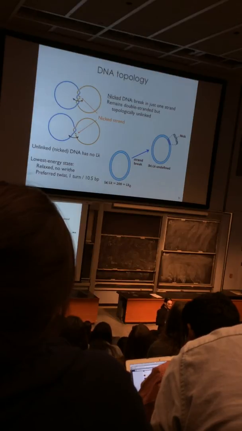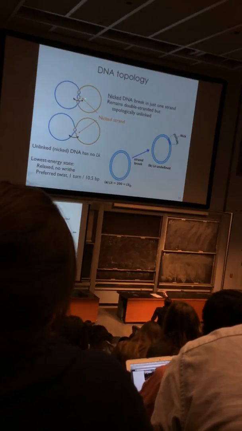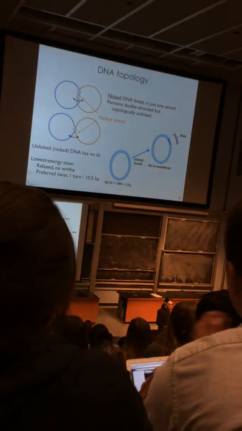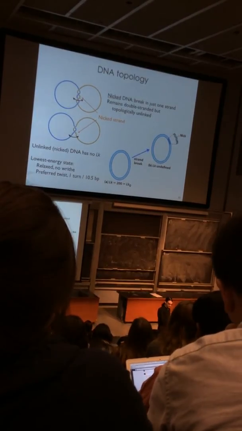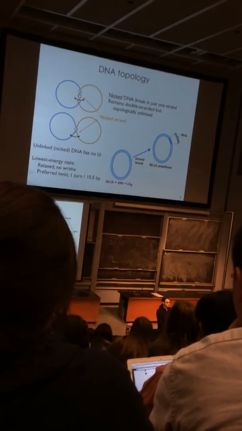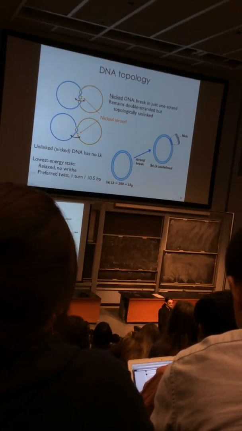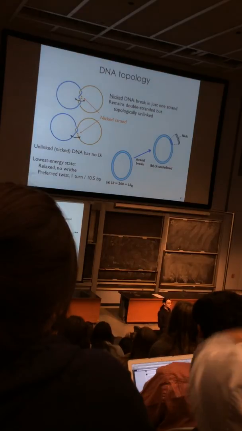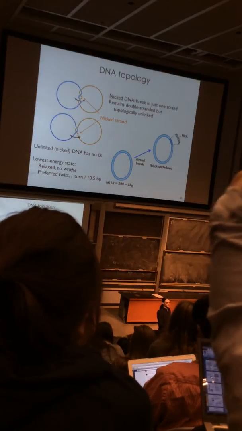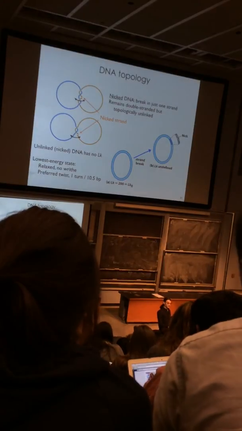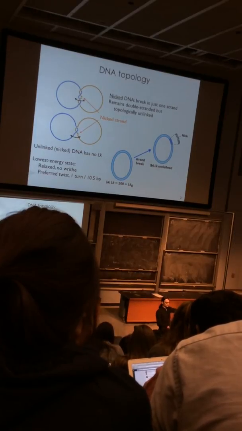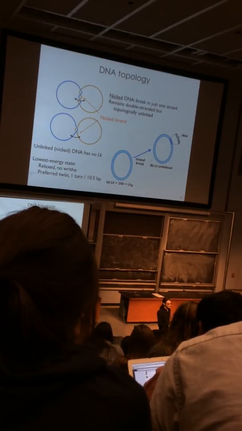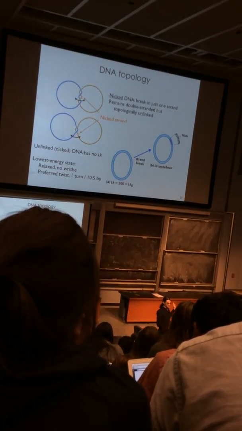And so unlinked nicked DNA has no linking number defined, because these can twist around each other 1, 1.5, 2, and so forth times. And it can also freely adopt its lowest energy state, where it's relaxed, has no writhe, and takes on its preferred twist of 1 turn per 10.5 base pairs. In fact, when we saw those electron micrographs of isolated DNA, the reason it was all spooled out in smooth loops instead of wrapped around itself is probably that it had gotten nicked in the process of isolating it, and so all of the supercoiling was released.